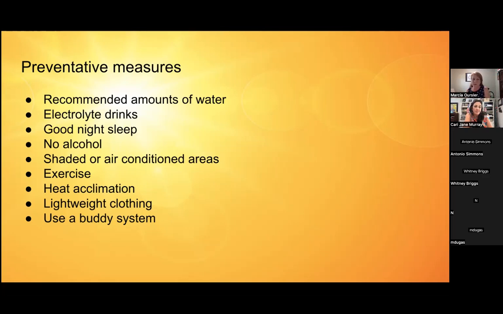Wearing appropriate lightweight clothing, and then just being a good person and keeping an eye on your coworkers. For a lot of the tasks that we're doing outside, sometimes we just have one person doing their own thing. Just having some method in place to keep track of other people, to keep a pulse on our friends, our coworkers, it's valuable.